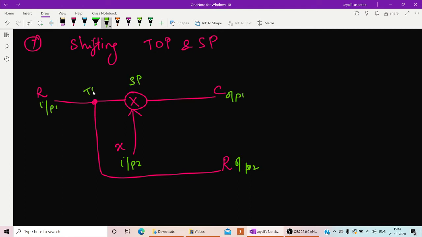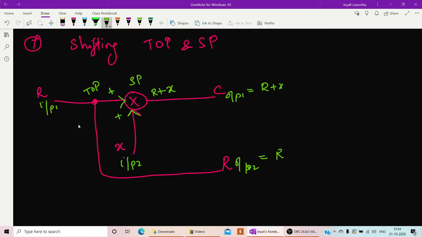This is your take off point, right? So here this is plus, this is plus. So you are going to add simply. So the output would be what? This is r plus x, that's it. So the first output is r plus x, whereas the second output is simply r, right?